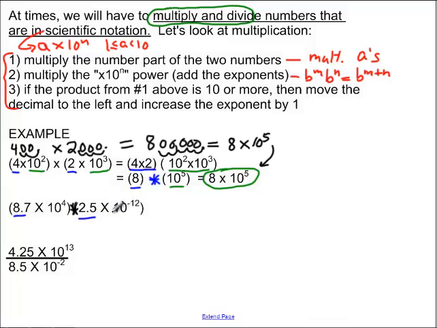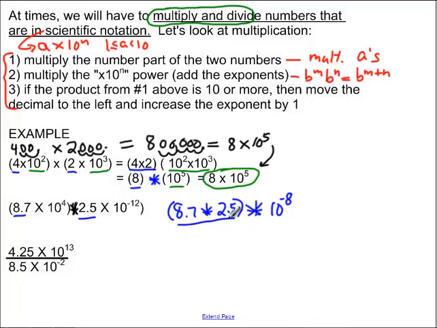Here's our 8.7, 2.5. The first step is multiply the number part of the two numbers. Multiply the a's. So here's my a, and I'd say 8.7 times 2.5. And again, if you wanted to, you could pause this, do it yourself, and then see if that's the same number that you get. The second step would be add the exponents. So I got 10 to the 4th power times 10 to the negative 12th power. We add the exponents. 4 plus a negative 12 is 4 minus 12, which is negative 8. So there's my answer, and I've got to take 8.7 times 2.5.